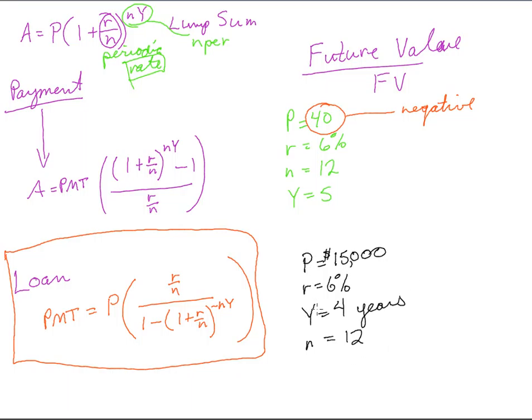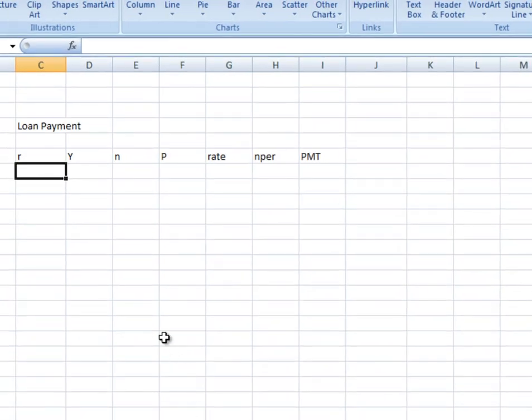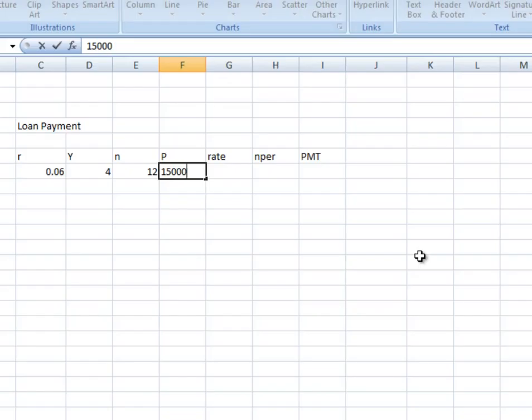So we're going to go into Excel and just punch this guy in. And we could do it all at once, but we're going to use kind of the power of Excel to show you where everything comes from. So here we have a loan payment. Our rate is 0.06. That's our annual rate. The number of years is 4. N, number of times per year, is 12. Principal is 15,000. Now, notice this is a positive because when you get a loan, it comes to you. So it is a positive amount.